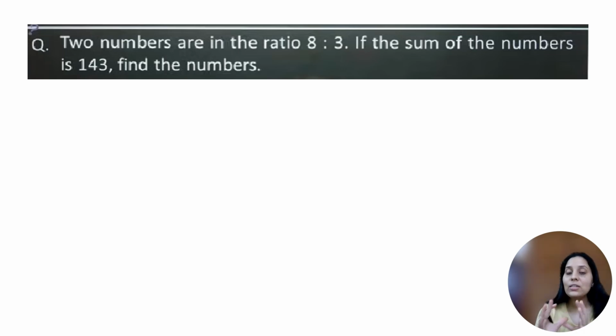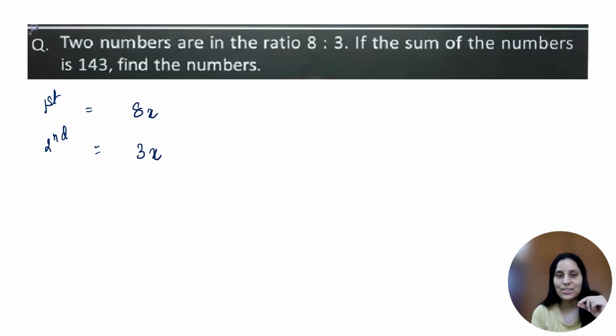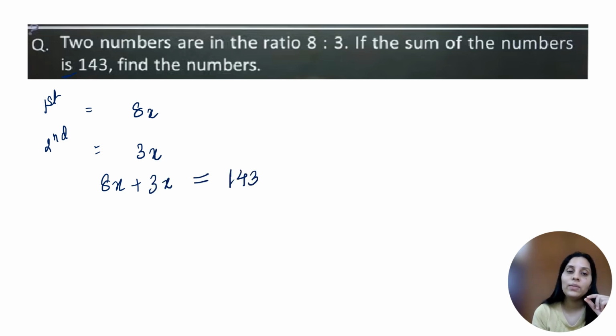All right, now here since we see that they are in the ratio, for ratio that means they are not the exact numbers, first thing. So whenever they are in the ratio we always multiply with the variable. So two numbers are in the ratio 8 is to 3 means first number is 8x, second number is 3x. Now if the sum of the numbers, that means 8x plus 3x, is equal to 143, find the numbers. So to find the numbers you need to know the value of x. Once you have x, then you can directly substitute and get the numbers.